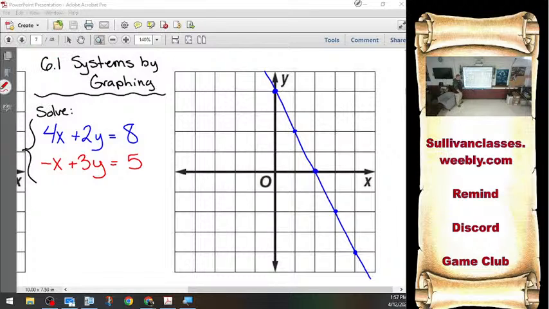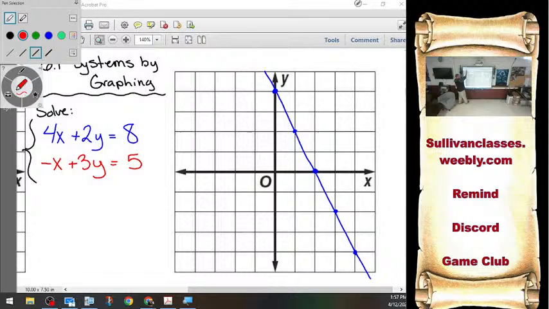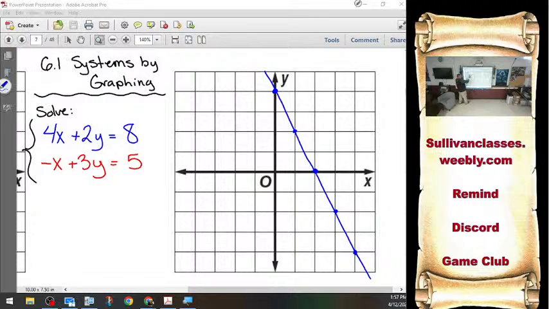Or maybe you rearranged it. Subtract 4, divide by 2. Did you have y equals negative 2x plus 4? Okay. For the second one, if I graph by intercepts again, we've got an x-intercept back at negative 5, way back here, and a y-intercept at, divide by 3, 5/3. So there's 1/3, 2/3, 3/3, 4/3, 5/3.